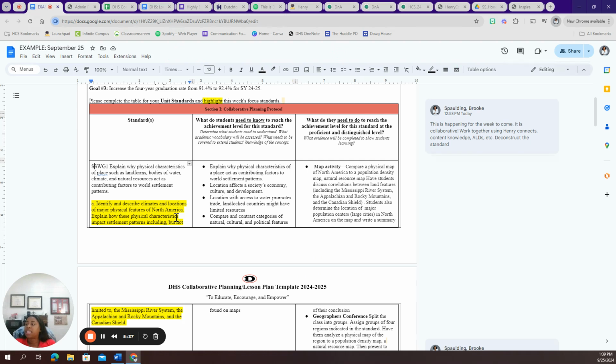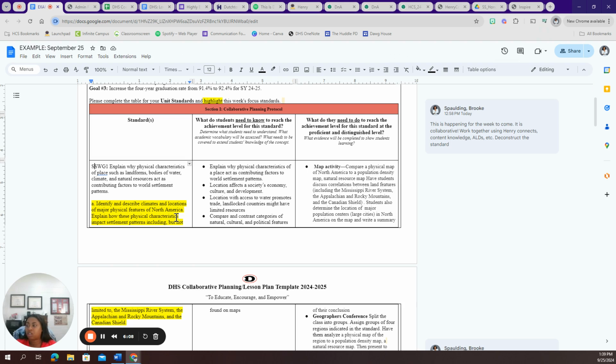Okay. This last column is going to look at what they need to do in order to reach the proficient and distinguished level. What evidence will be completed to show students' learning? Think of this as your product. What is the outcome? What activity do I have? What assignment is going to help me understand that students are on their way to being proficient or distinguished? Think of that final product that students are going to have.